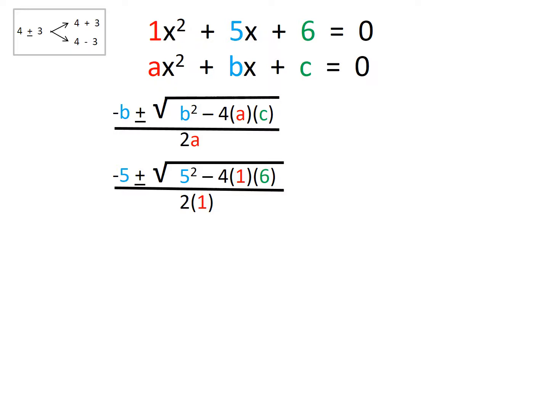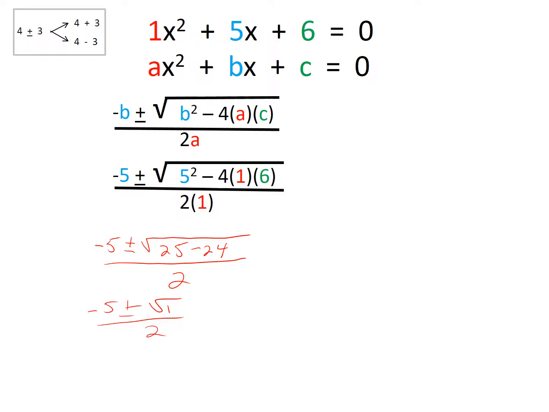Let's try to step through it. So the negative 5, that's going to remain, right? And then there's that plus or minus we just talked about, and a big long square root symbol. Well, the 5 squared is 25, minus 4 times 1 is 4, times 6, that's 24. And then the denominator is 2 times 1, or 2. So we could simplify this now. The negative 5, we'll leave that out there for now. And then 25 minus 24, that's the square root of 1, and it's all over 2.